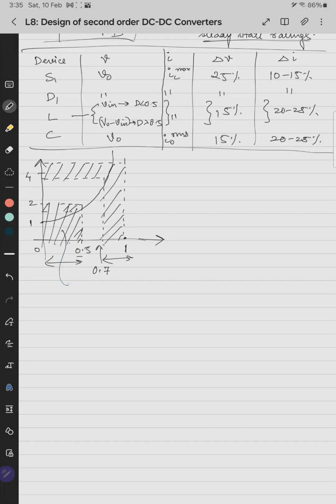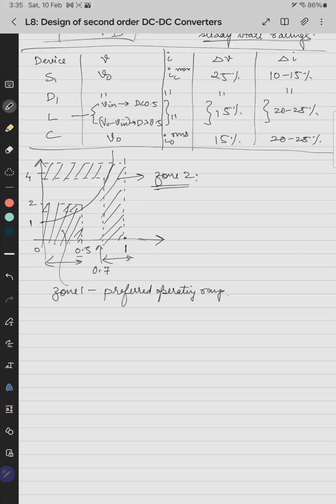This zone 1 is the preferred operating range. Now let's see what happens in zone 2. For the buck converter, we saw that it is advantageous to run the buck converter at higher duty ratios because the size of the components and the stresses, voltage and current stresses across the devices will be reduced. The ripples will be reduced.